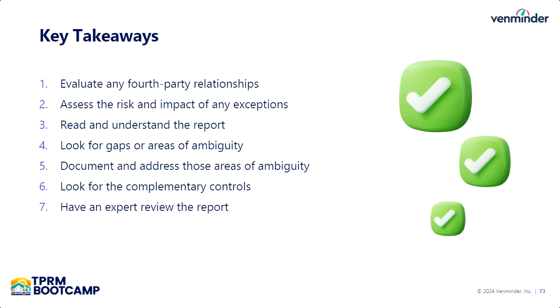Okay, so that was a ton of information in a really short period of time, so I'm just going to try to wrap it all up with a handful of key takeaways. First, you want to evaluate those fourth-party relationships in the report, right? So understand the subservices and how they operate within that service or product. And then assess the risk and impact of any exceptions. You want to make sure that you understand if the exception has impact to you.